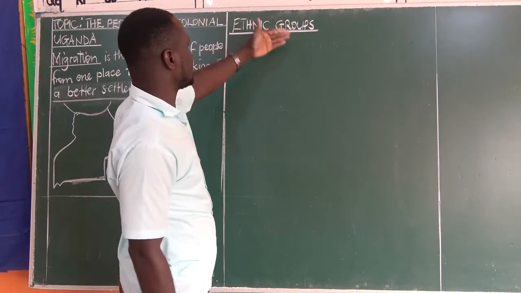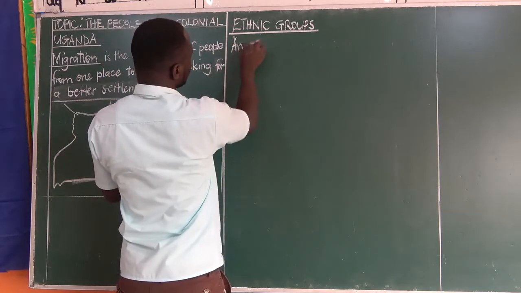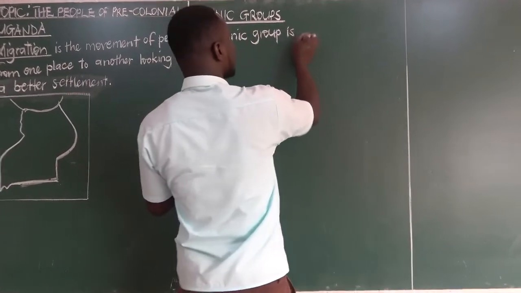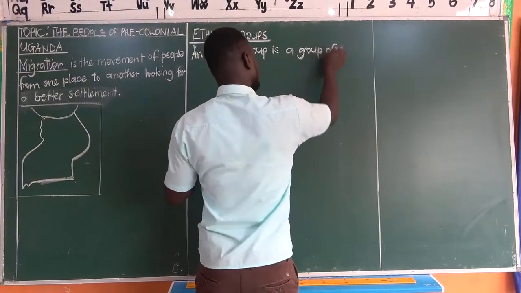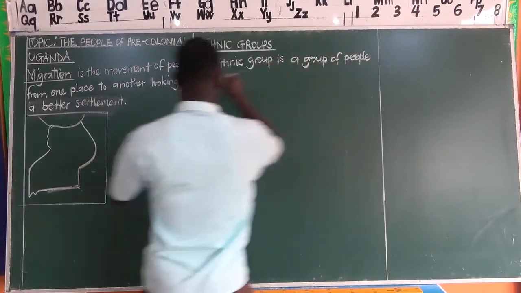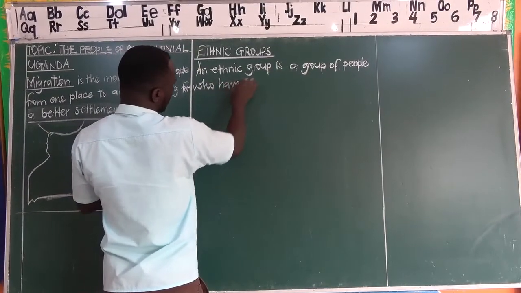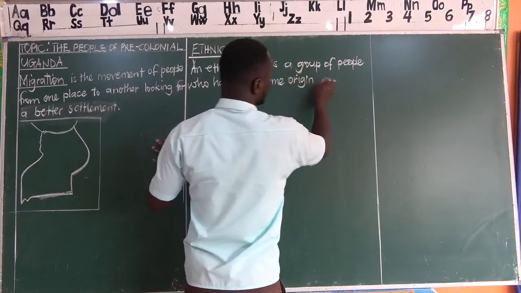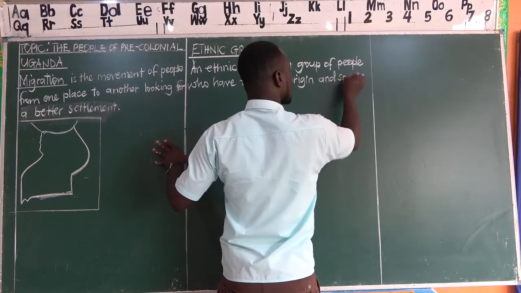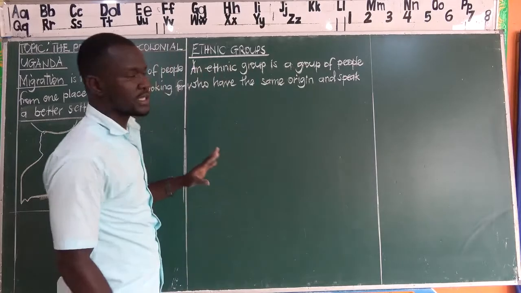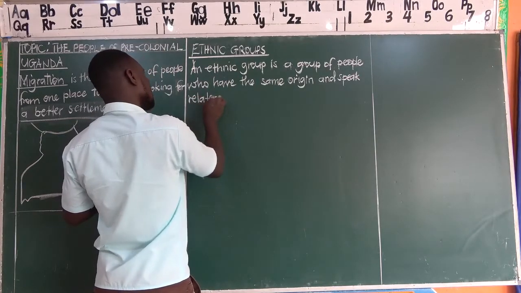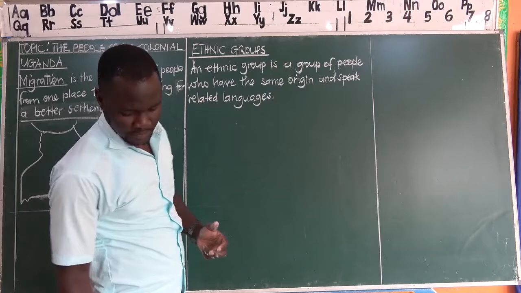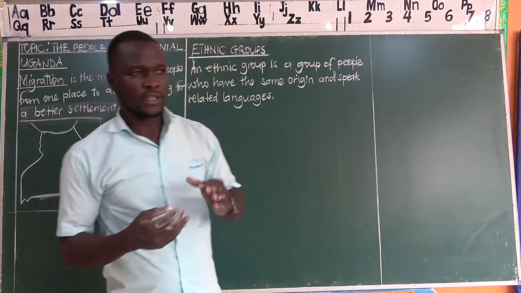Then we need to first note, what do we mean by an ethnic group? An ethnic group, we simply define as a group of people. An ethnic group is a group of people who have the same origin and speak related languages. These people have got the same origin and they speak related languages.